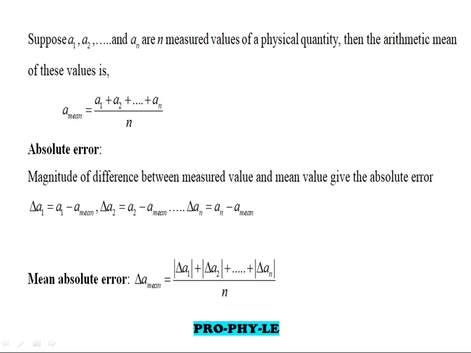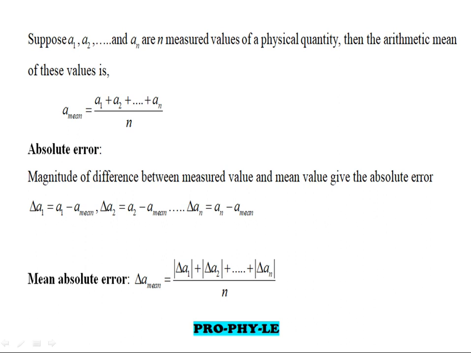Now, once I know this mean value, I can find absolute error in each measurement. Suppose I have a measurement value of a1 for my first measurement, then a1 minus a mean gives the absolute error in my first measurement, then a2 minus a mean gives the absolute error in my second measurement, and so on, an minus a mean gives absolute error in nth measurement.